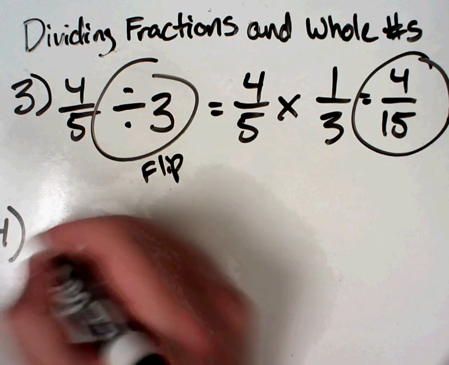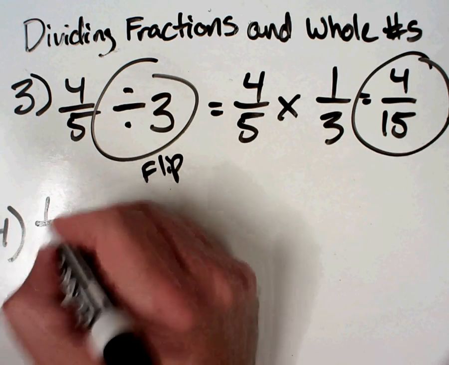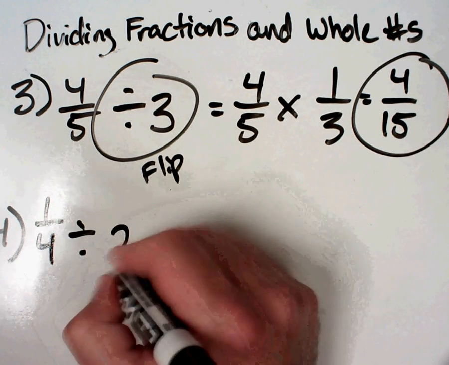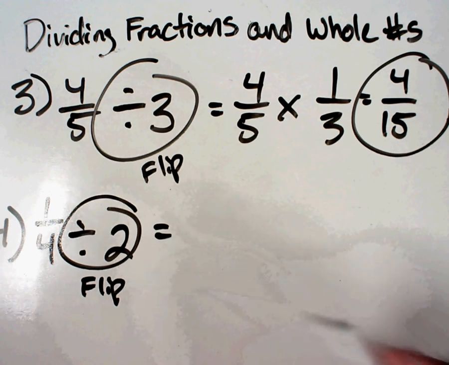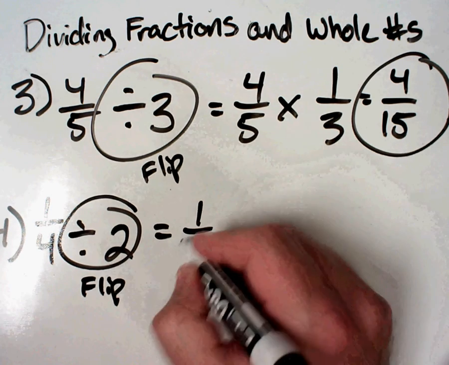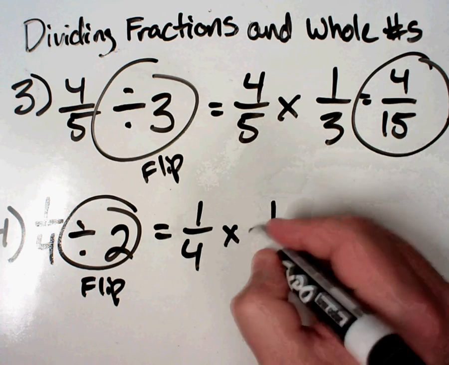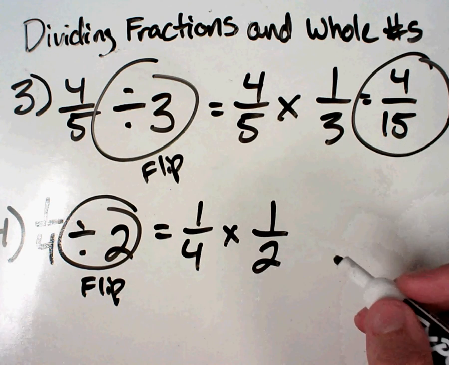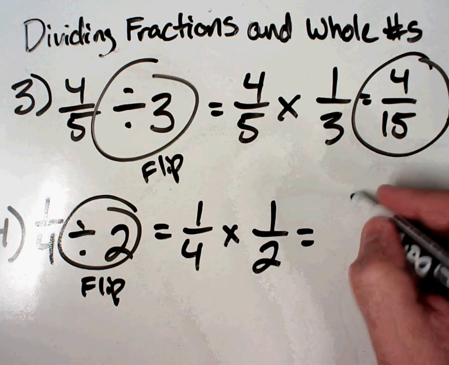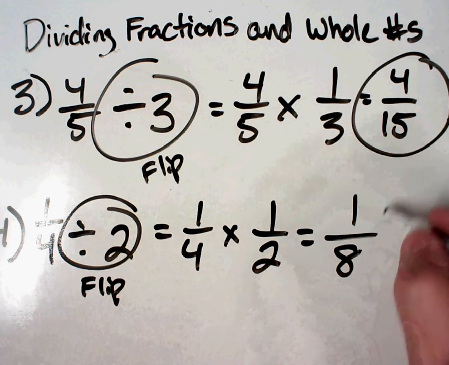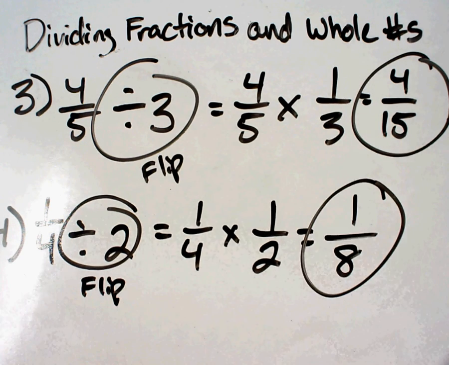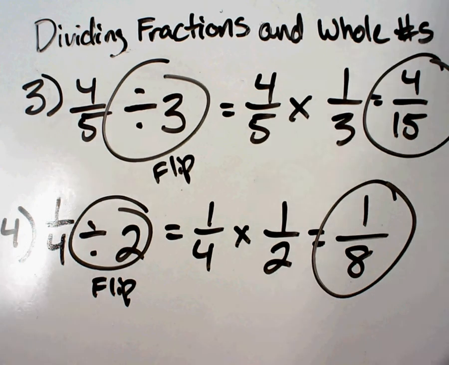Number 4. 1/4 divided by 2. Again, I'm going to flip and then multiply. So my problem becomes 1/4 times 1/2. 1 times 1 is 1. 4 times 2 is 8. And so my final answer is 1/8. Okay, on to number 5.